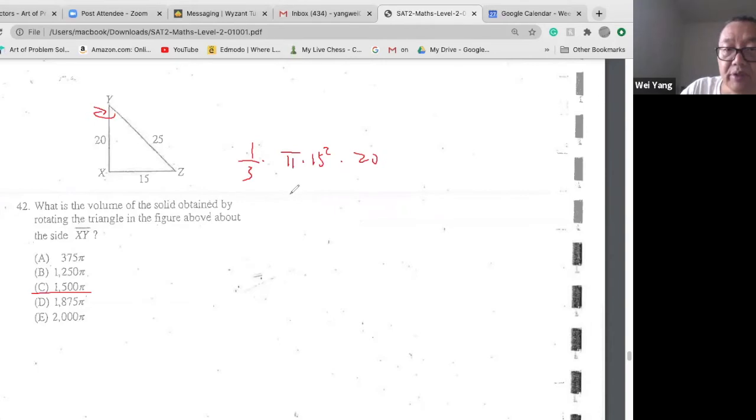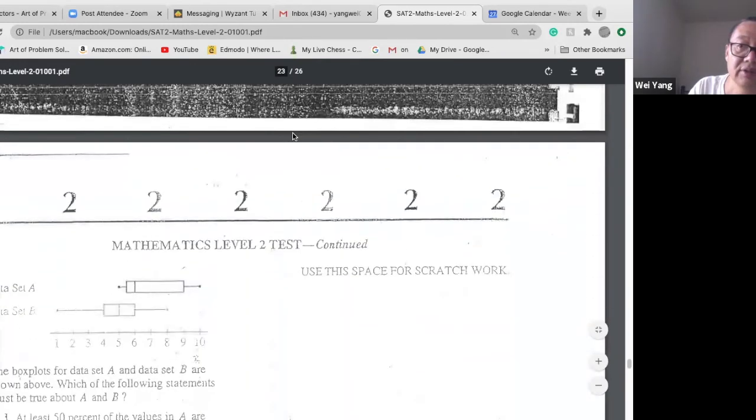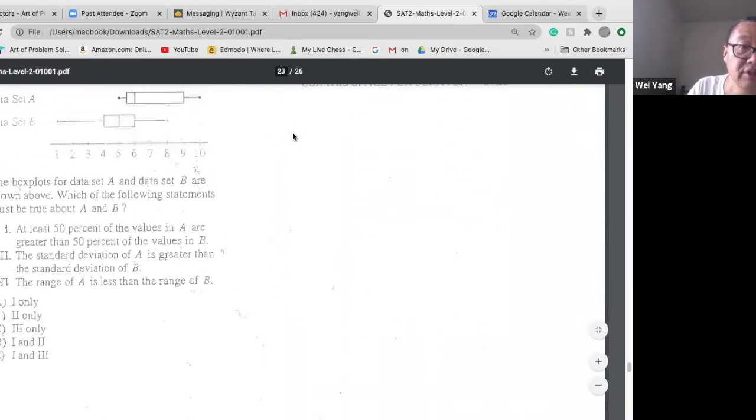It will be simplified: 15 times 5 times 20, then times pi. So this will be 100 pi. Yes, you're right. The correct answer is C. Now let's see 43. What's the answer for 43? E. Okay, E.